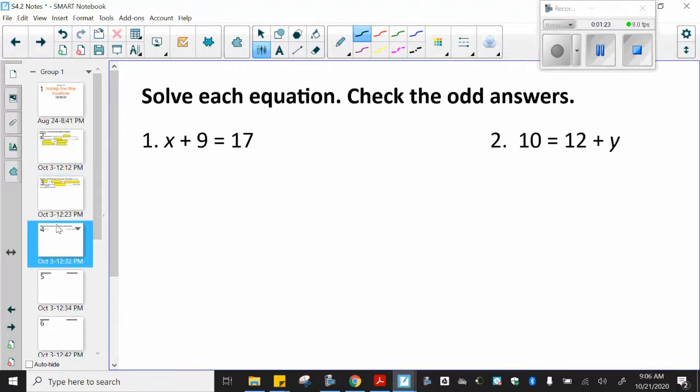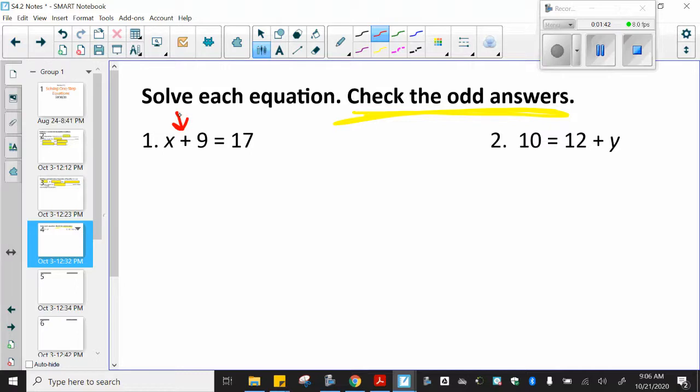So we're going to solve each equation, and then we need to remember that we have to check the odd answers. All right, and that's pretty important because you need to know that you know what you're doing. So let's start. First, I want to read it. X plus 9 equals 17. I want to identify what operations go in here.